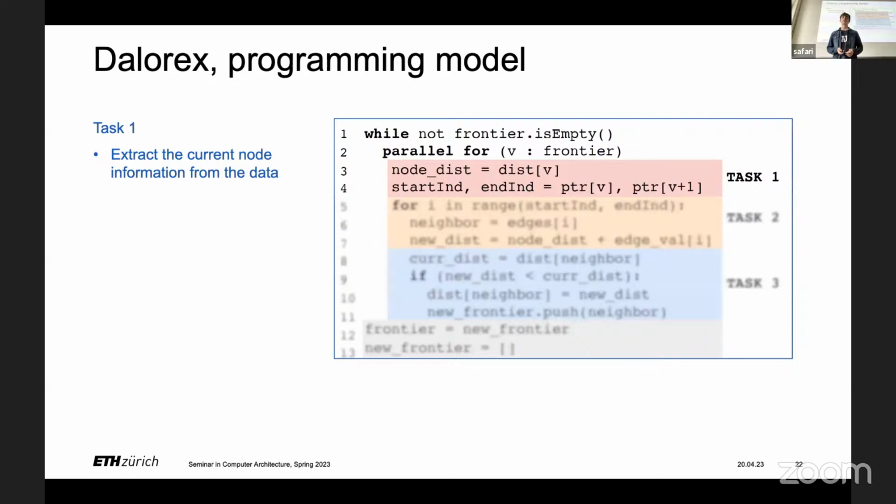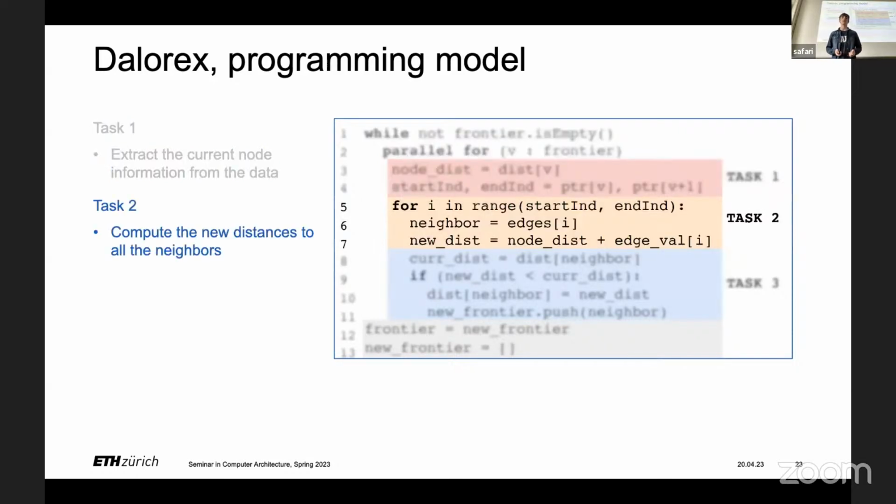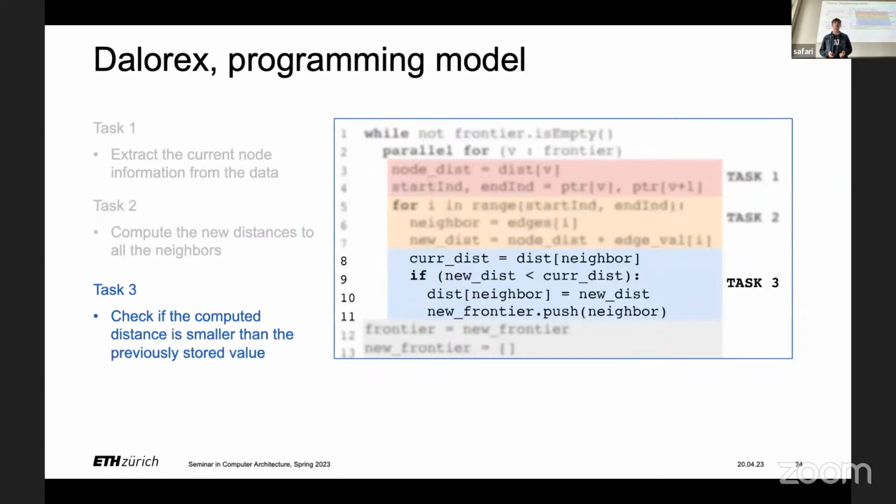For example, the very first task is simply going to extract the current node information from the data. Then we compute the new distances to all the neighbors. And then at the end, we are checking if the computed distance is smaller than the previously stored value.